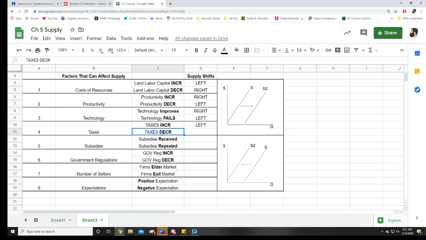And then if taxes decrease, that means the company gets to produce way more without having to pay the government. So therefore, the decreasing taxes are going to cause the supply curve to shift to the right.